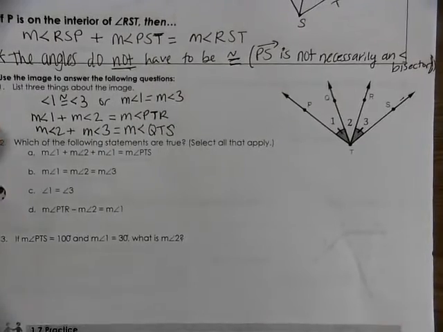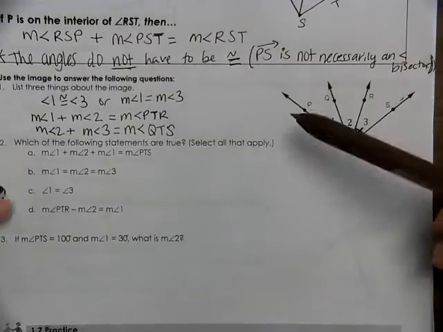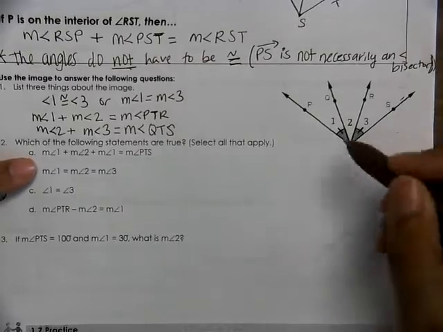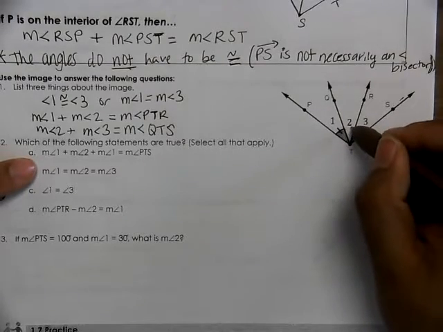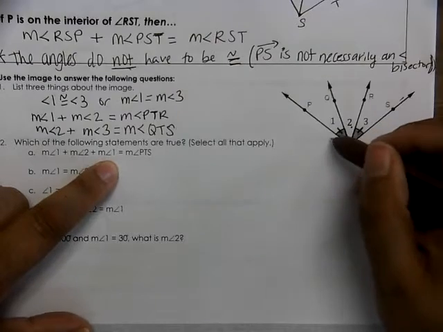Okay, on to number 2. Now we're going to circle all the ones that are true, or that actually says which of the following statements are true. Select all that apply. So there can be more than one right answer. Let's look at the first one. Measure of angle 1 plus a measure of angle 2. Now instead of saying measure of angle 3 though, it said measure of angle 1 again.